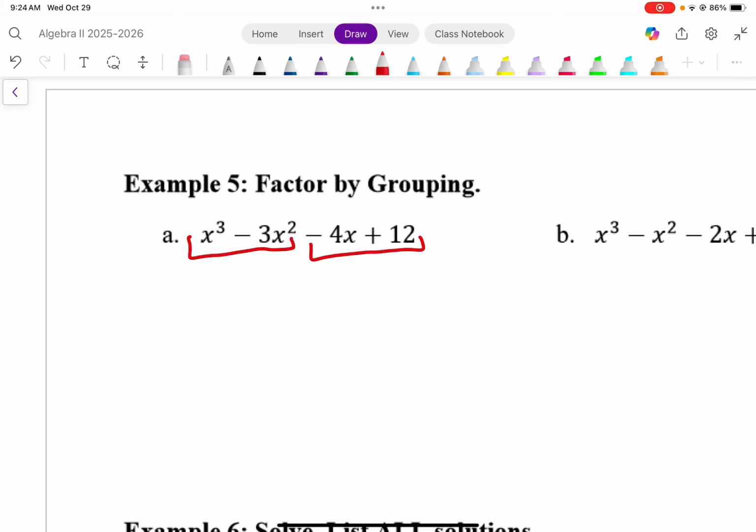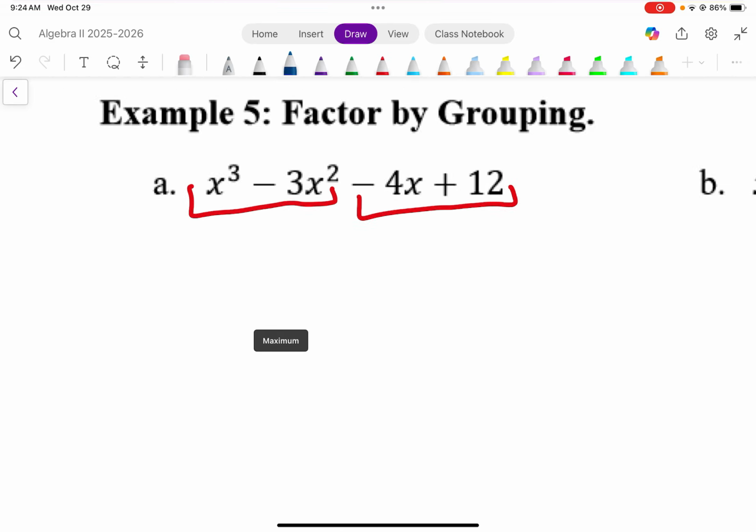When you are grouping, you cannot use this method when you have an odd number of terms. So you can't group when you only have 3 terms, and you can't group when you only have 5 terms. So you want to make sure you are using this method once you get 4 terms in your polynomial. When we group them together, then you're going to factor out your greatest common factor from that pair or that group.